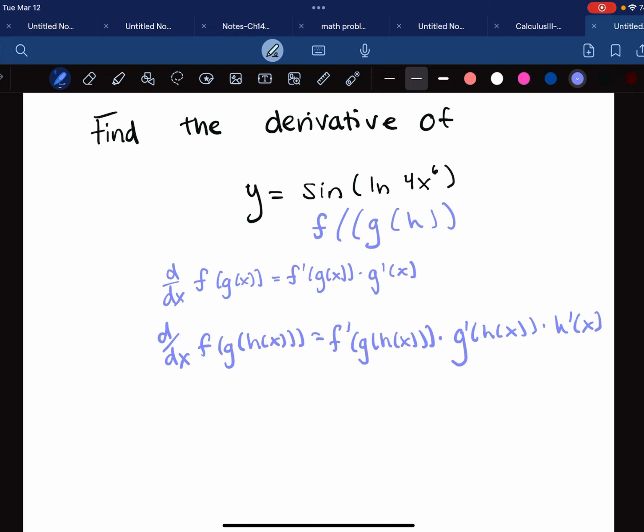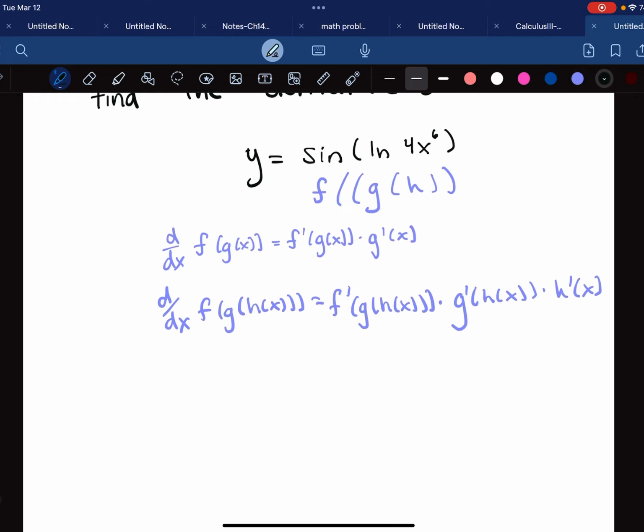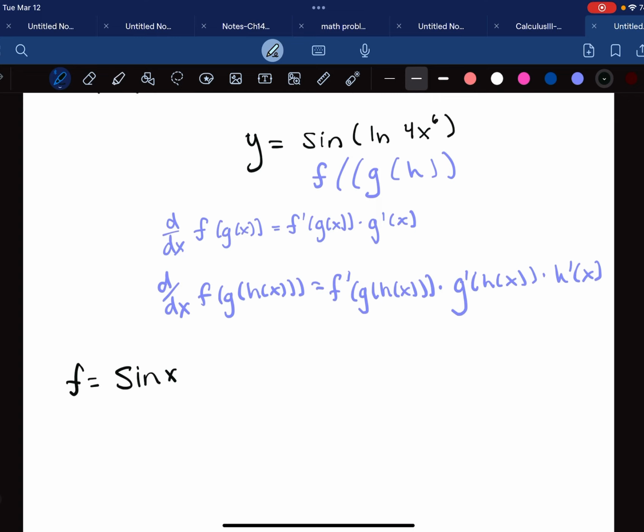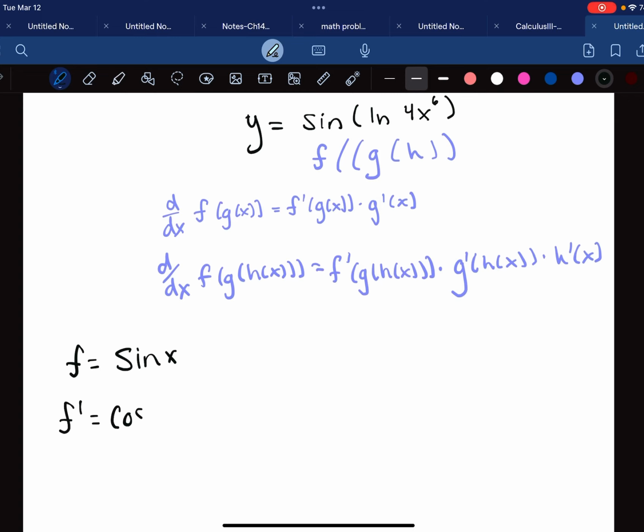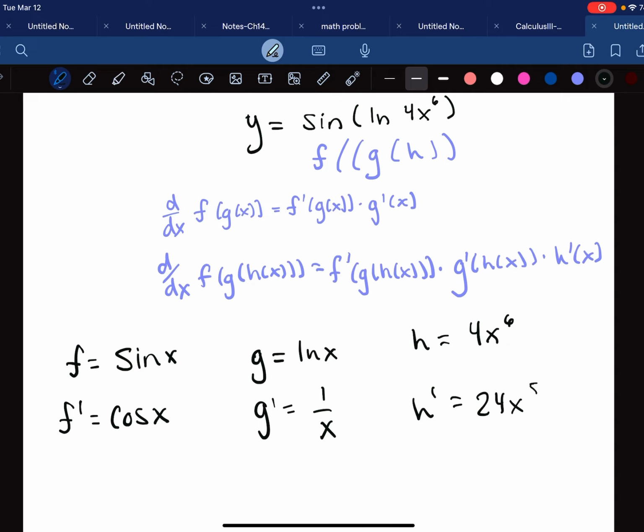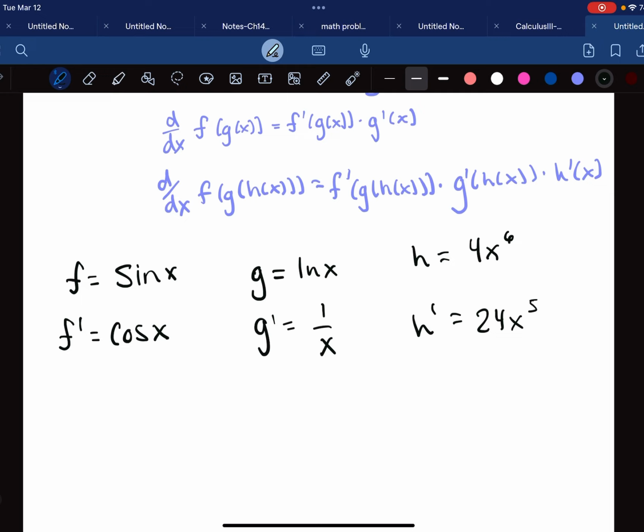So let's first look at these functions as individual functions without the inside function. If we're taking our f, this is equal to sine x, the derivative of sine x is equal to cosine x. And then if we have our g is equal to the natural log of x, the derivative of this is equal to 1 over x. And then now our h is equal to 4x to the 6th. So the derivative of this is 24x to the 5th.